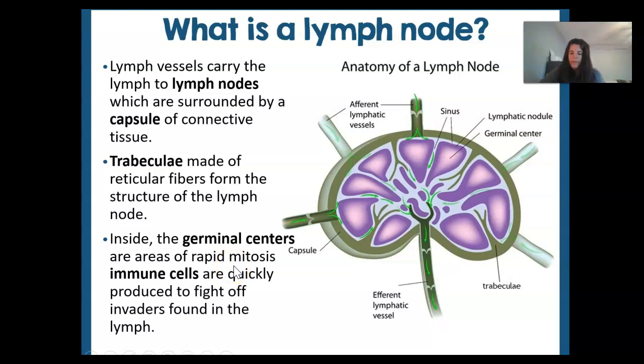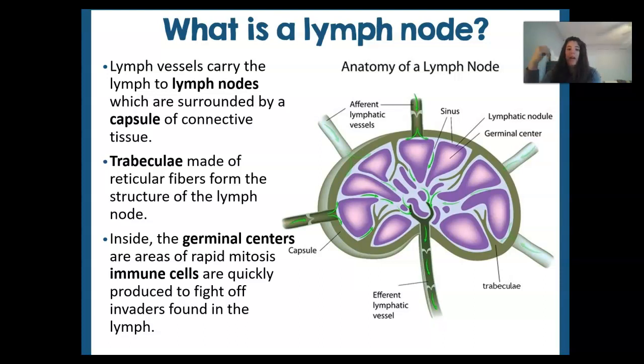So what happens is there are these centers here, these germinal centers inside the lymph nodes. And these germinal centers are going to be areas where lymphocytes, which are the cells of the lymphatic organs, are going to be going through really fast mitosis or really fast cellular division. So they're making a whole bunch of them.